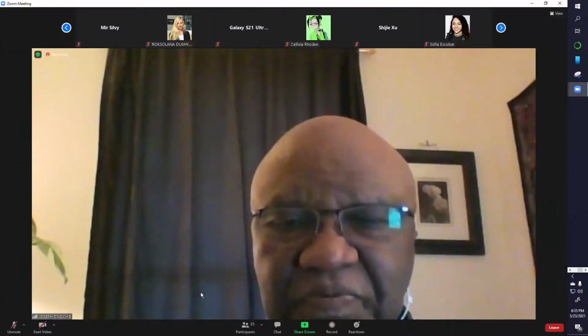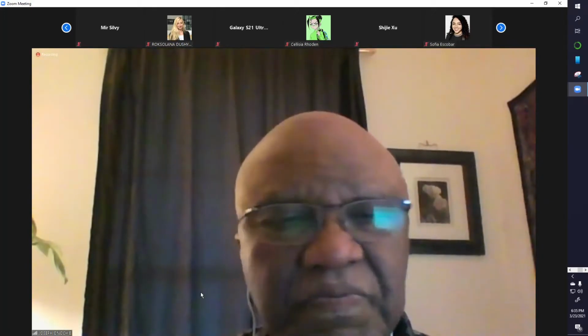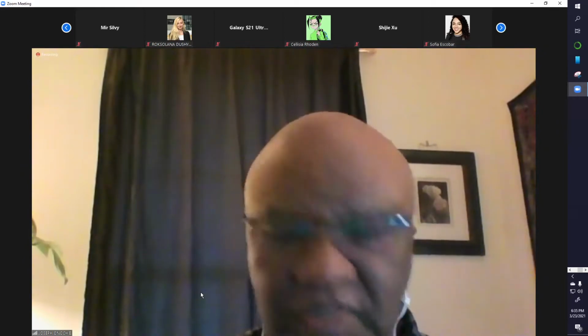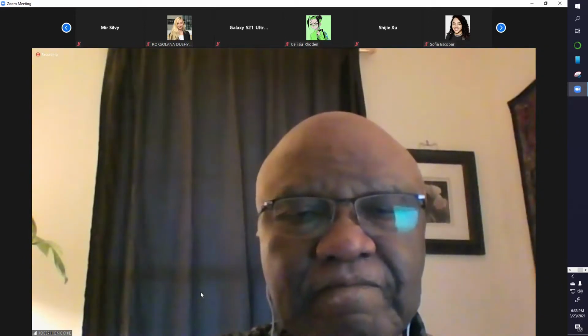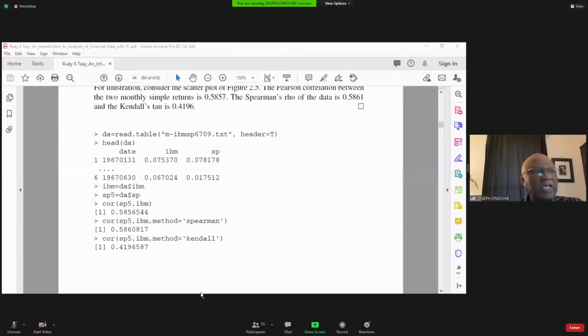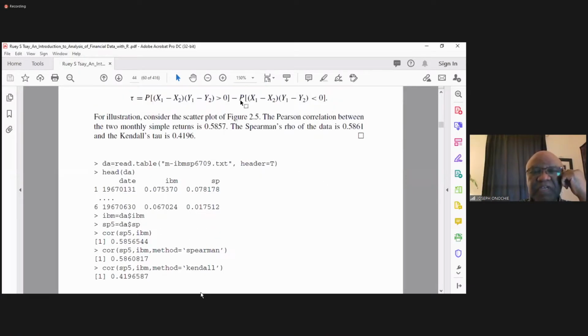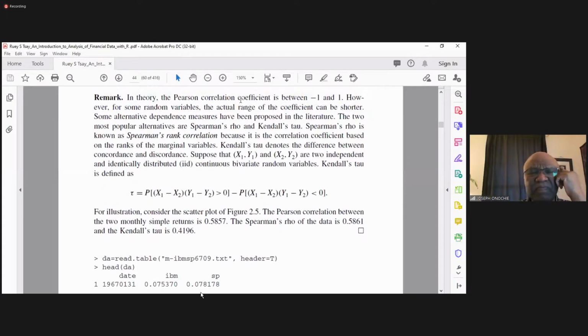Let me bring up the textbook because I want to show you. So this is the textbook, on page 44. This is the formula for Kendall's correlation, Kendall's tau. And in statistics, this is called Kendall's tau-b. There's Kendall's tau-a and Kendall's tau-b. But you don't need to know that.